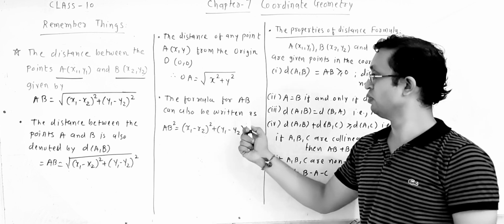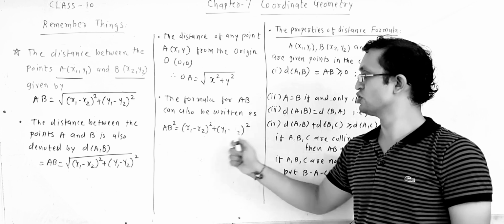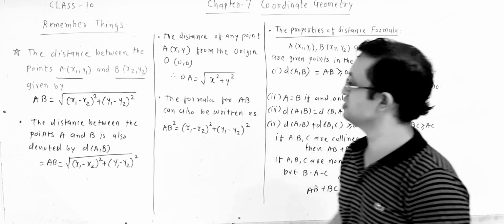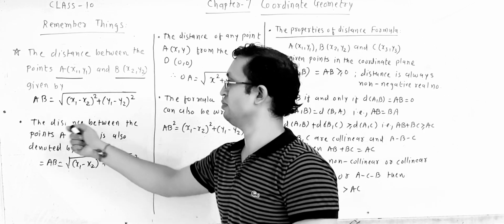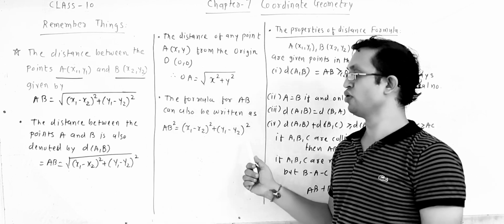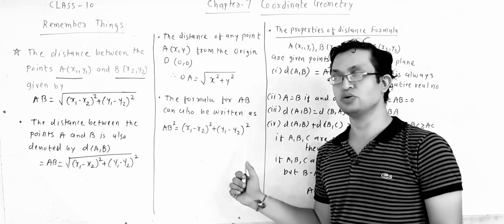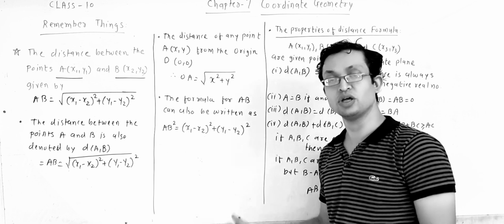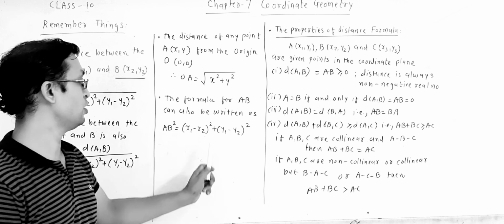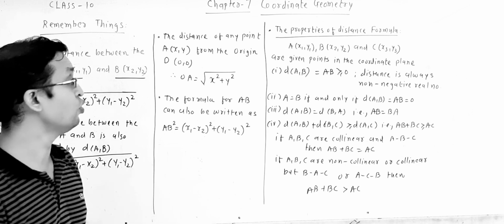The formula for distance AB can also be written as AB square equal to (x1 minus x2) square plus (y1 minus y2) square, squaring both the sides. Most of the formulas we apply in the questions. In all examples we will use this formula, because it is easier to find the square root. So AB square is equal to (x1 minus x2) square plus (y1 minus y2) square, where point A is (x1, y1) and point B is (x2, y2).